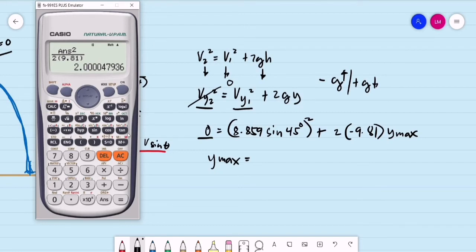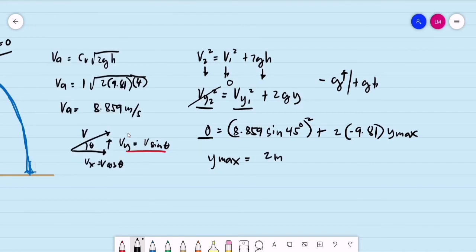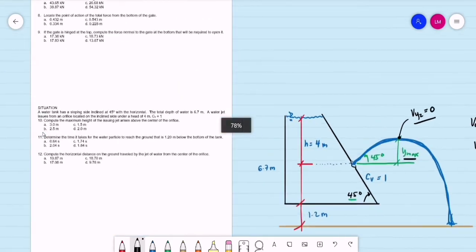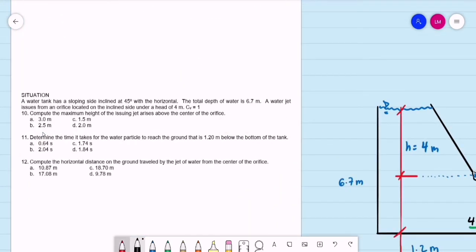2.00 something. So, sabihin na lang natin, this is 2 meters. So, question number 10 ito. So, check natin if we have that sa choices sa number 10. Doon tayo sa letter D. That will be 2 meters.